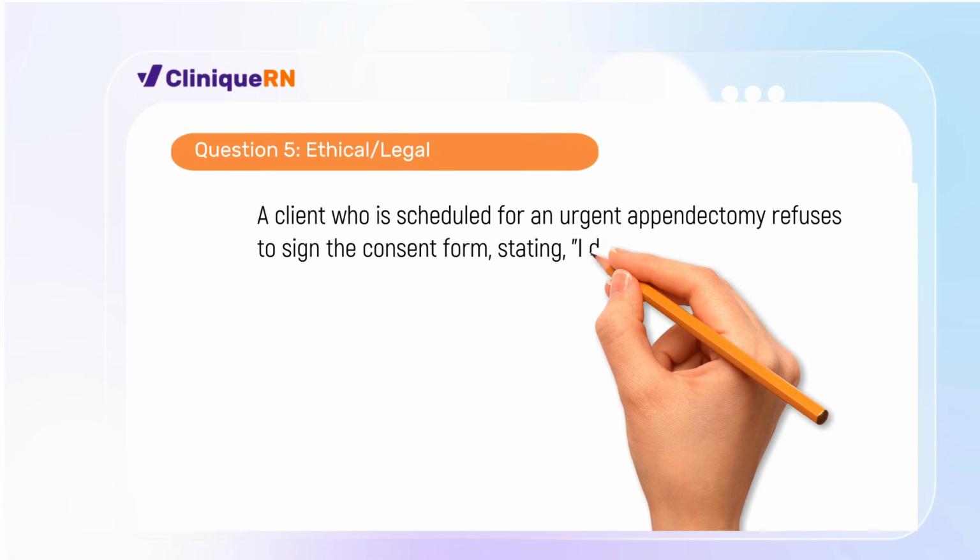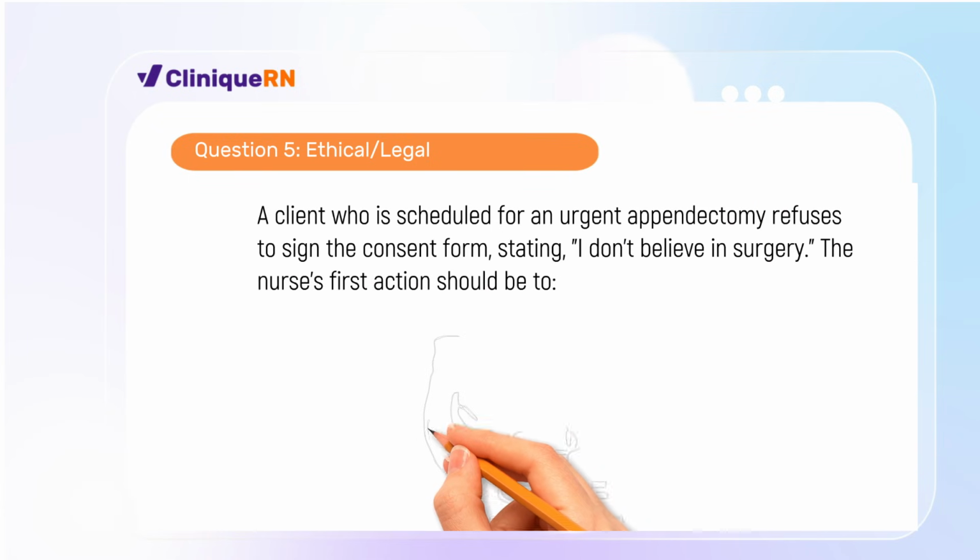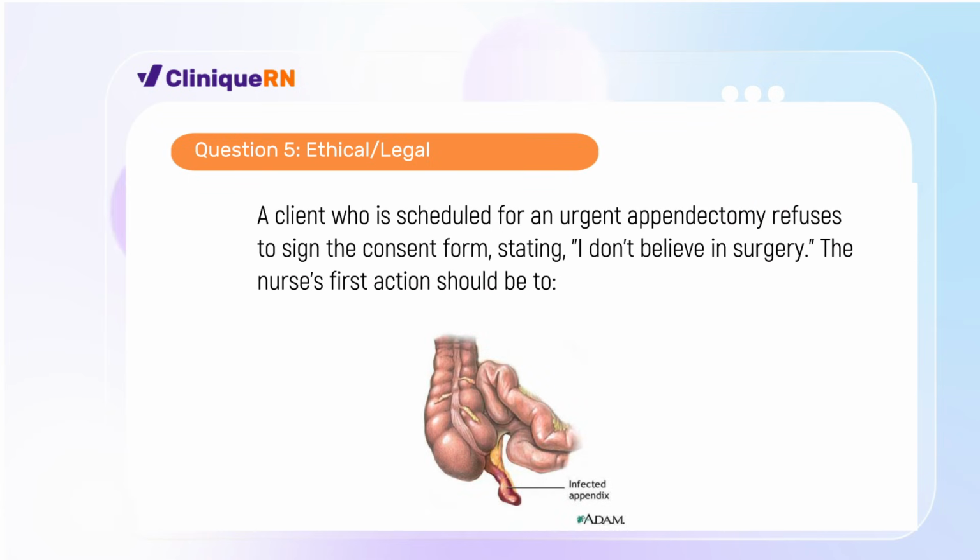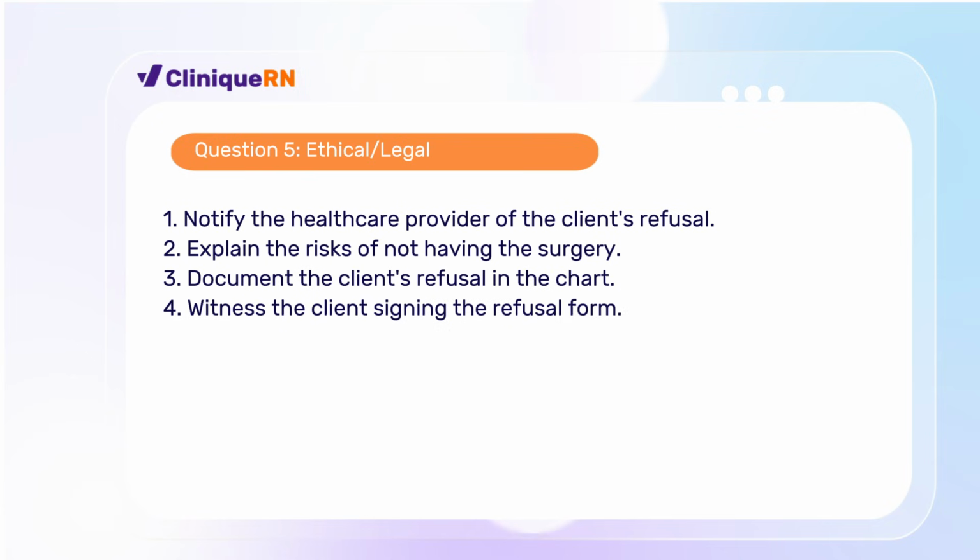Question 5. Ethical/legal. A client who is scheduled for an urgent appendectomy refuses to sign the consent form, stating, "I don't believe in surgery." The nurse's first action should be to 1. Notify the healthcare provider of the client's refusal. 2. Explain the risks of not having the surgery. 3. Document the client's refusal in the chart. 4. Witness the client signing the refusal form.